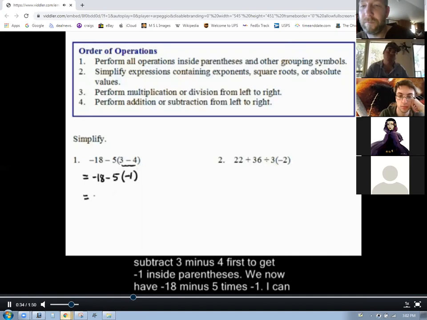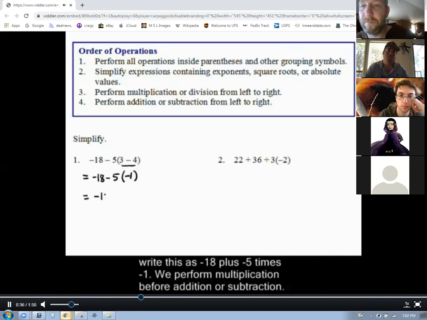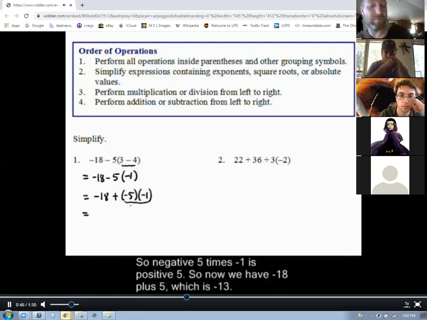I can write this as -18 plus -5 times -1. We perform multiplication before addition or subtraction. So -5 times -1 is +5. So now we have -18 plus 5, which is -13.